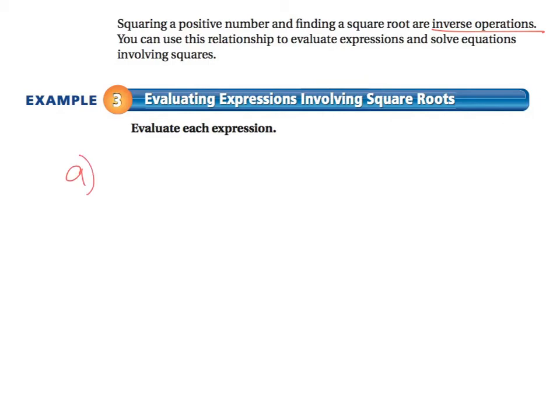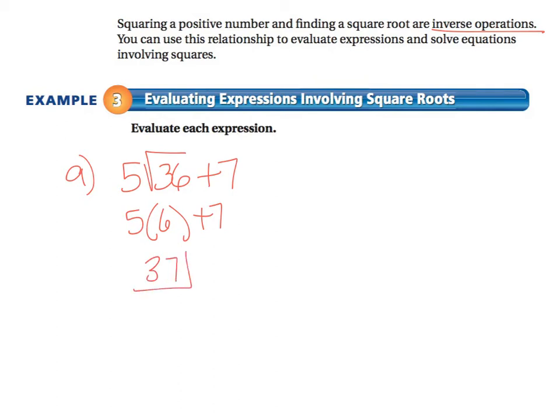Example A. 5 multiplied by the square root of 36, plus 7. Now, we're going to go underneath here, so this is just going to become 5 times 6 plus 7. Easy, that's going to be 30 plus 7, which is 37. Piece of cake.